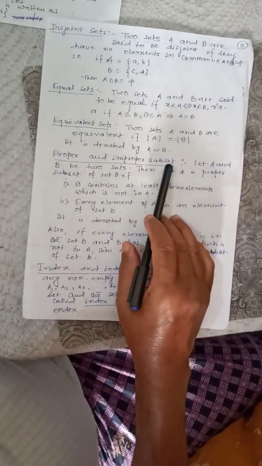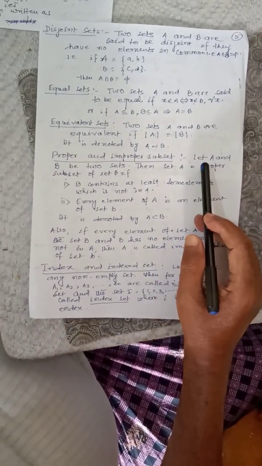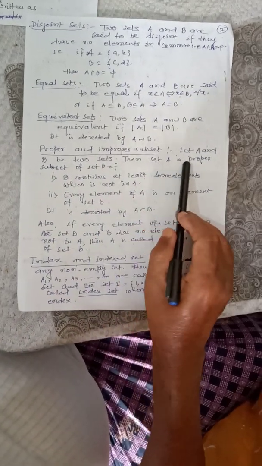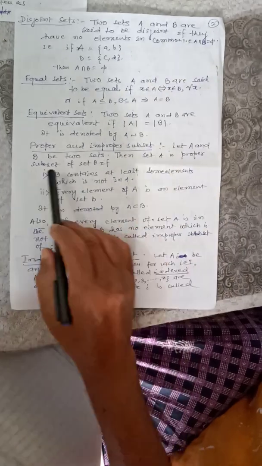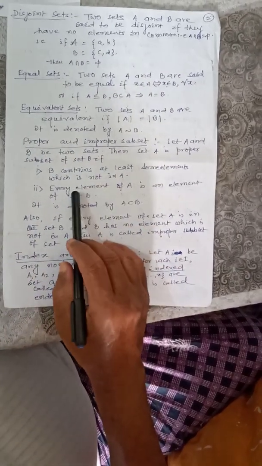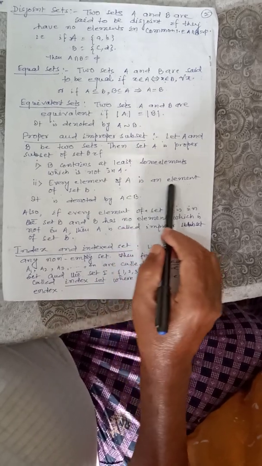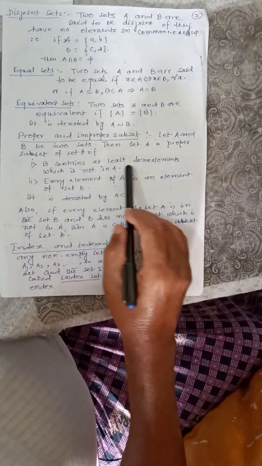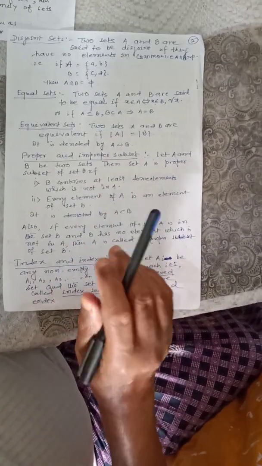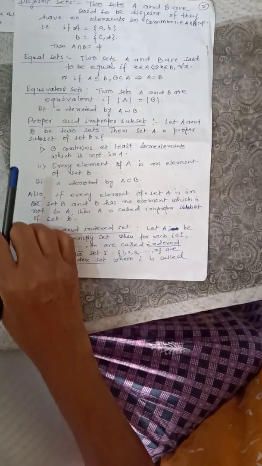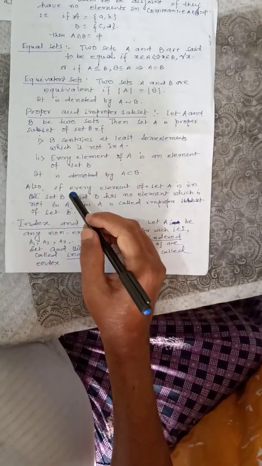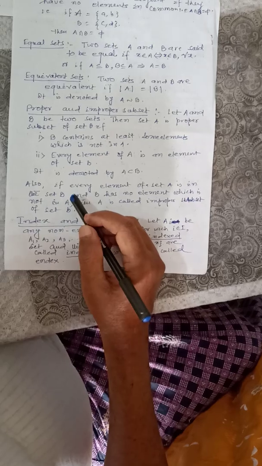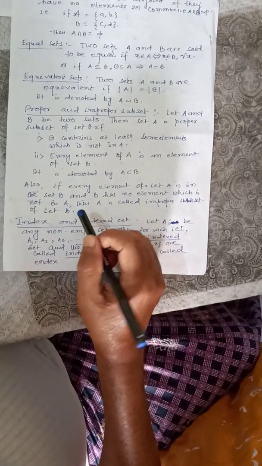Proper and improper subset. Let A and B be two sets. Then set A is said to be a proper subset of set B if every element of set A is an element of set B and B contains at least some element which is not in A. Similarly, if A is not a proper subset of set B, then it is known as an improper subset.